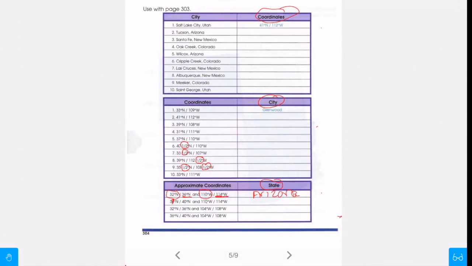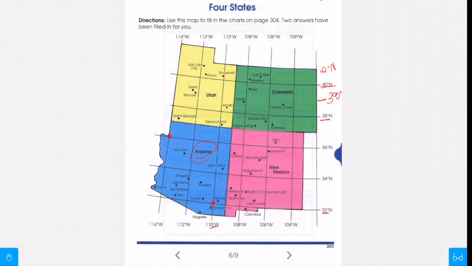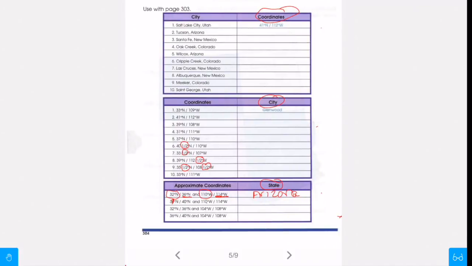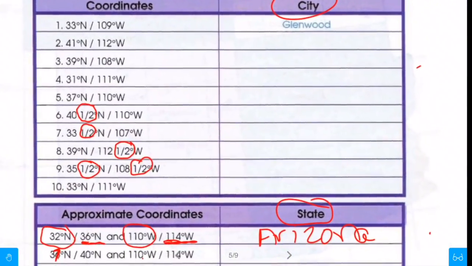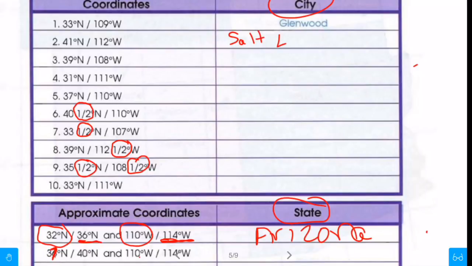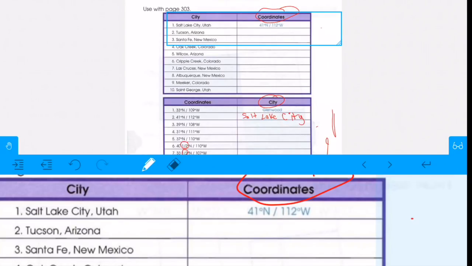So 41's going to be somewhere around here. So 41 north and 112 west. My 112 is pretty close to the line. Well, it is a line. So basically I'm looking for what city is at 41 north, which would be about here, and 112 west, and it would be Salt Lake City. So on my sheet, I'm going to write Salt Lake City. My pencil doesn't want to write there. Weird. City. And the top where the coordinates are.